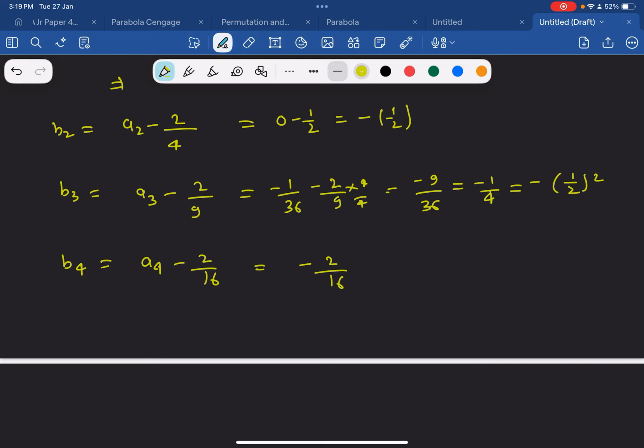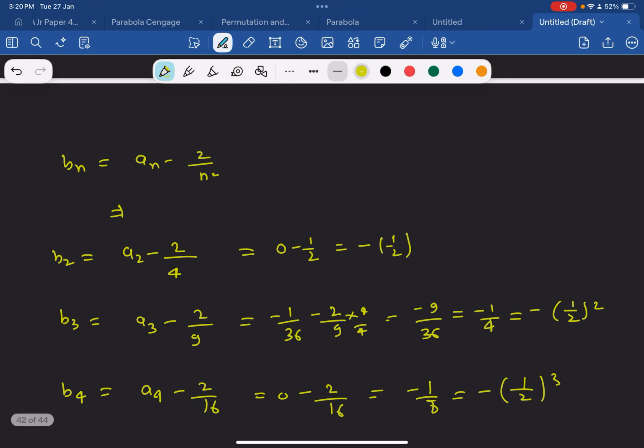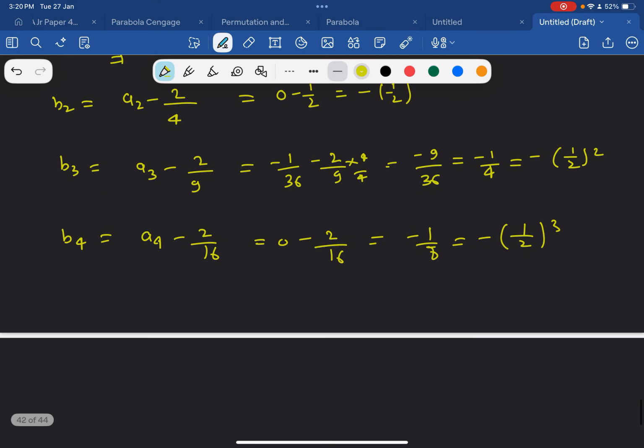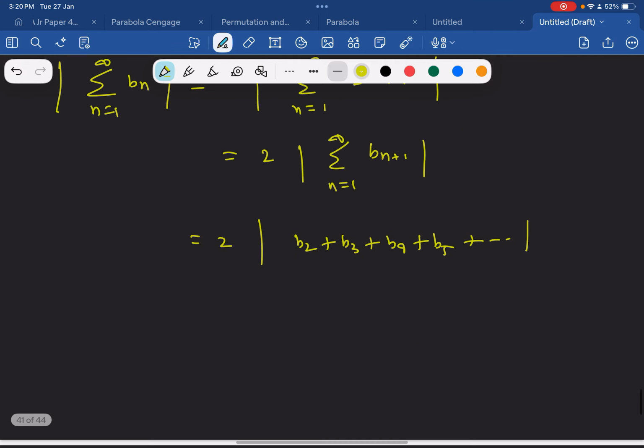So now look at here. We got minus 2 by 16, and that will be what? Minus 1 by 8, that is nothing but minus 1 by 2 raised to power 3. I guess you got the pattern. See that B2, how much are you getting? Minus 1 by 2 raised to power 1, and B3 will be 1 by 2 raised to power 2. B4 will be minus 1 by 2 raised to power 3. So similarly, will you tell me what Bn we are going to get now? So minus 1 by 2 raised to power n minus 1.